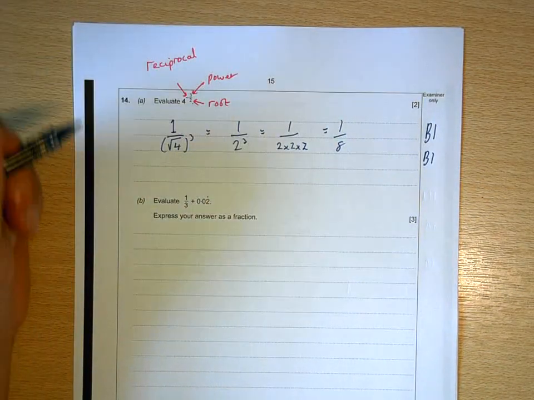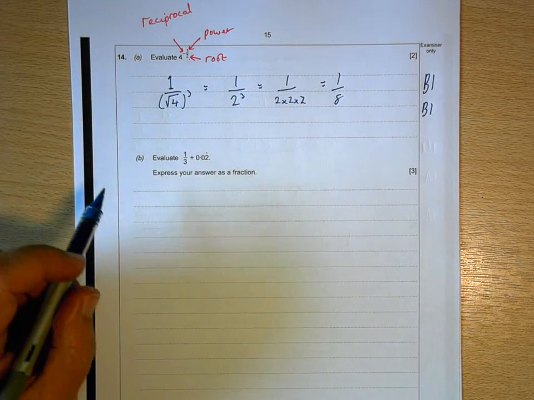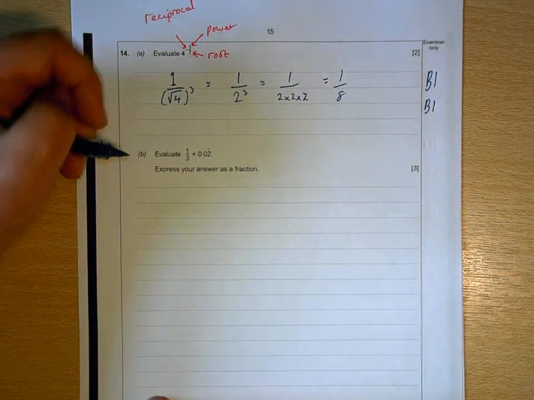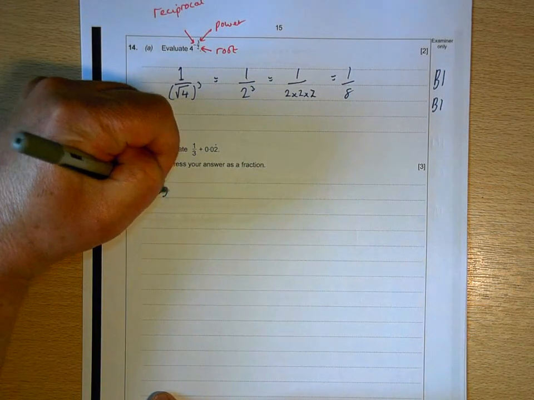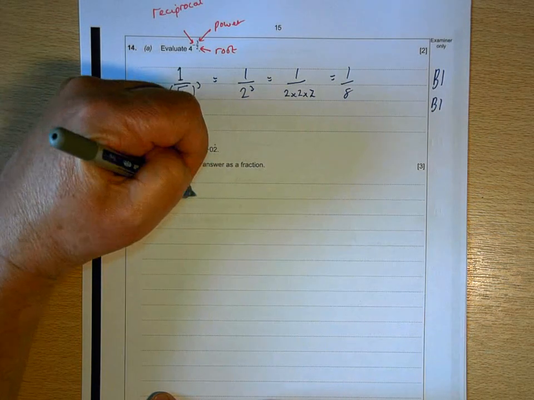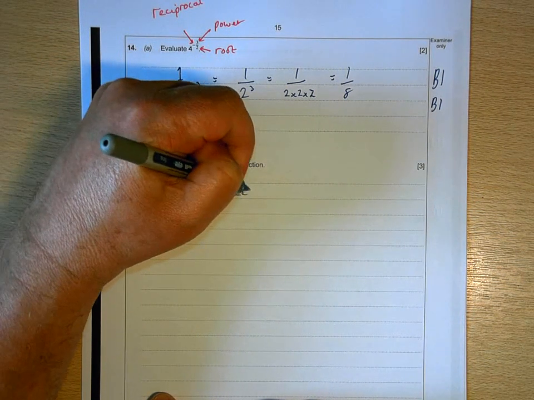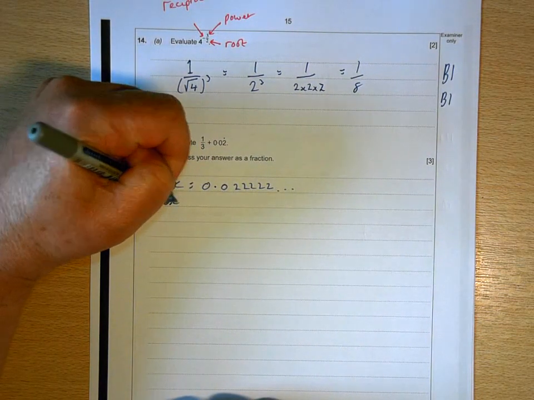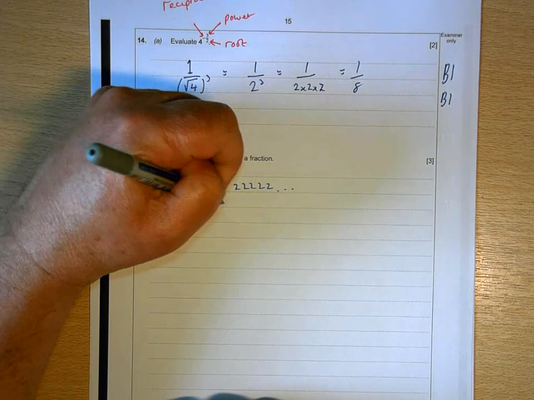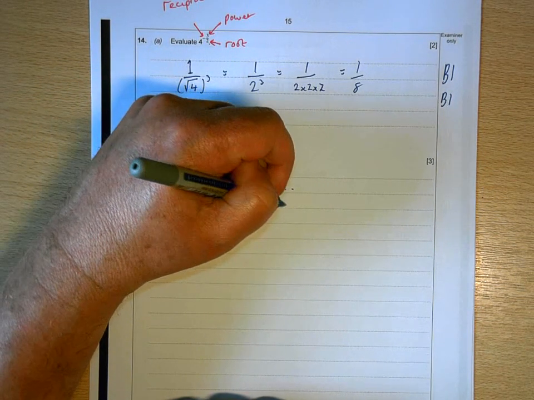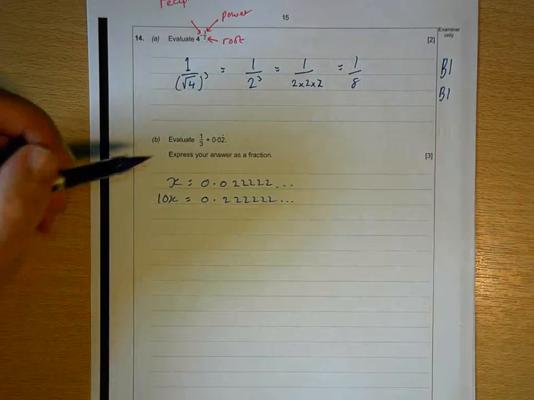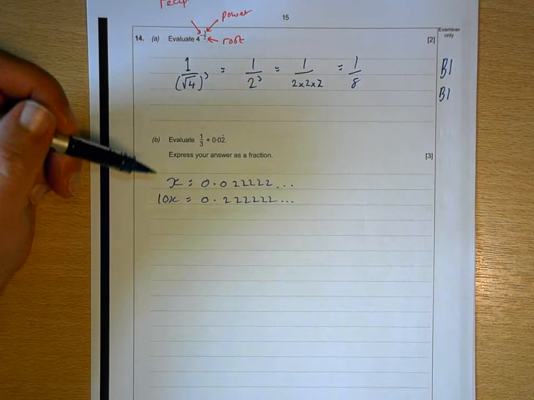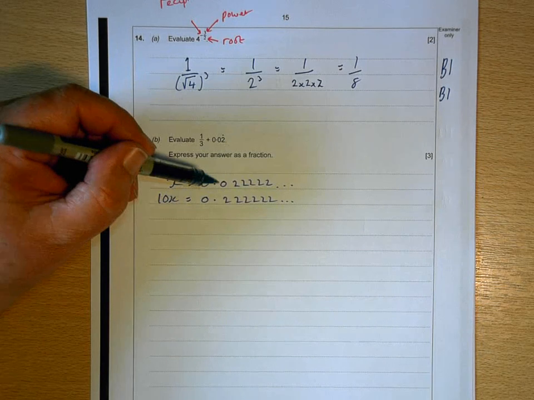Part B, evaluate 1/3 plus 0.02 recurring. So we've got a recurring decimal here that we need to turn into a fraction. So the method for that is you let x equal 0.02222 and so on. Then if we multiply that by 10 to get just the repeating part after the decimal point. Sometimes you can subtract now and it will get rid of the recurring part, but it doesn't in this case because the first 2 digits after the decimal point don't line up.